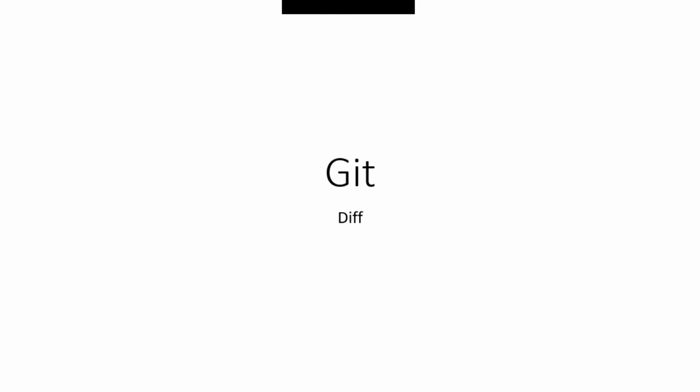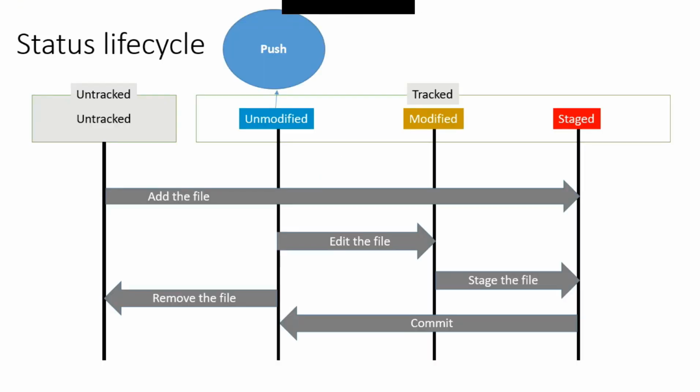Git diff. Diff is nothing but differentiation. But what kind of difference do we want here? If you remember our status life cycle, earlier we talked about it. There will be a few files which are in untracked state and a few files which will be in the tracked state. And the files which are tracked will have different states like unmodified, modified and staged. So this is what we looked at in our earlier tutorials.